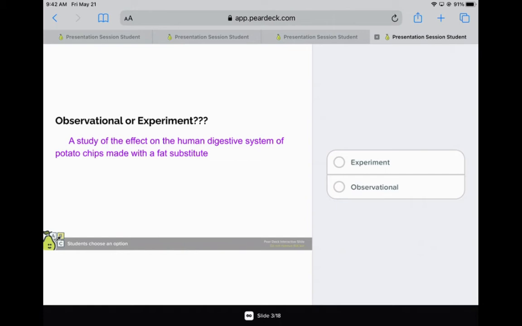So that is an experiment. You conduct an experiment on who's eating the potato chips and how that affects the digestive system. This one is an experiment, versus the last example, which is observational. Those are the two things I want you to know, and know well. There will be a couple of problems, a couple of scenarios, where you have to tell me which one is which.